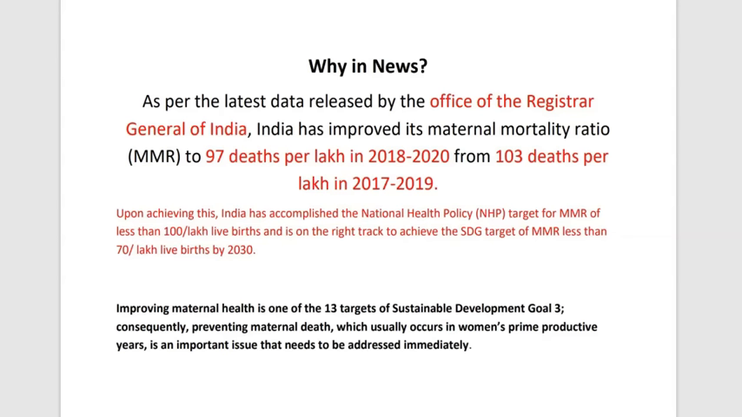This itself is an achievement for India, because in India's National Health Policy, the target was to achieve before 2030 a reduction of the deaths to below 100. India has achieved it, not only below 100, it has come down to 97, and that too in 2023. That is why India can look forward to achieving the Sustainable Development Goal, which is 70 per lakh live births by 2030. So this is obviously an achievement for India and good news.